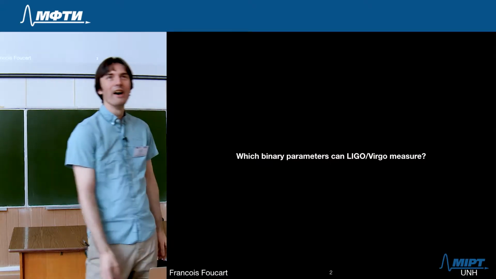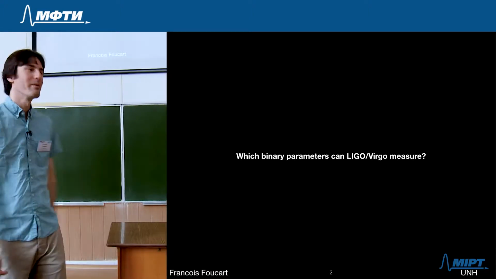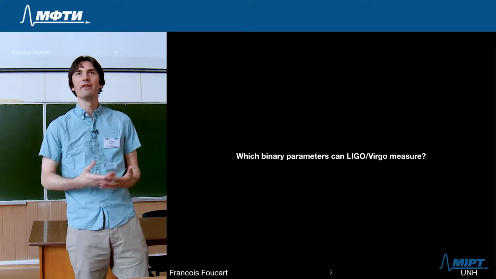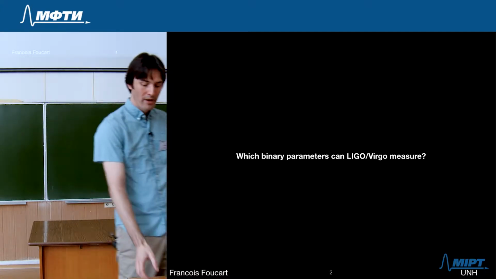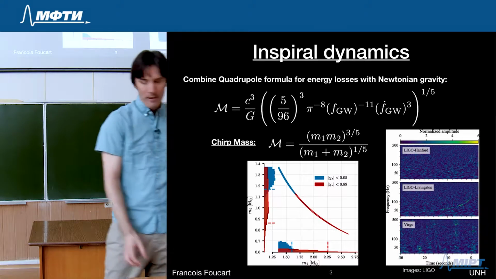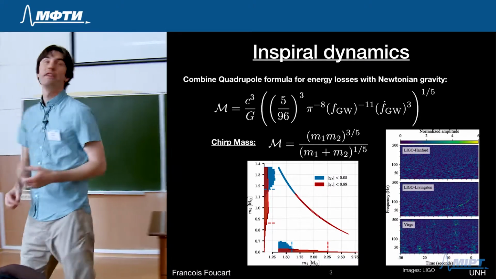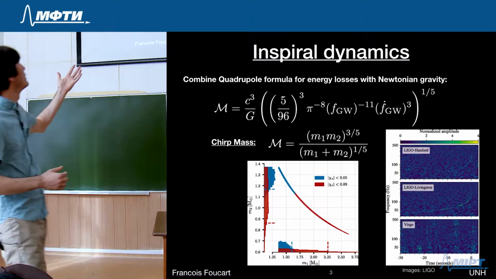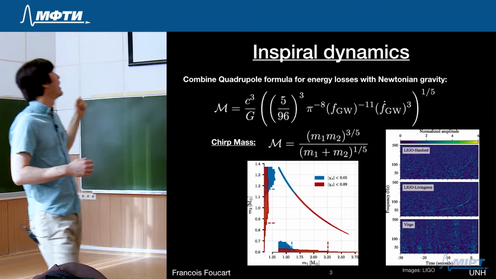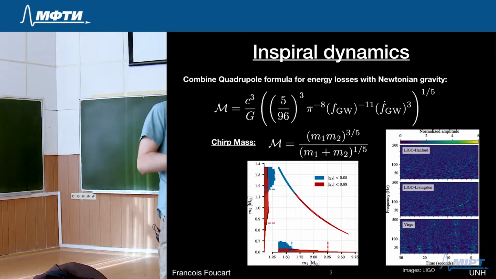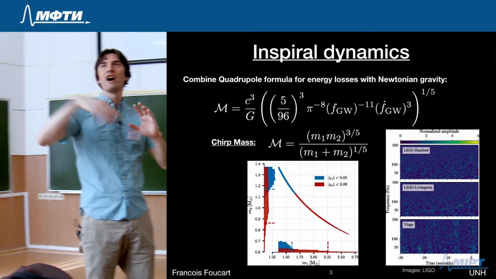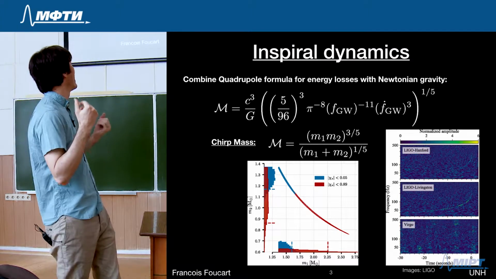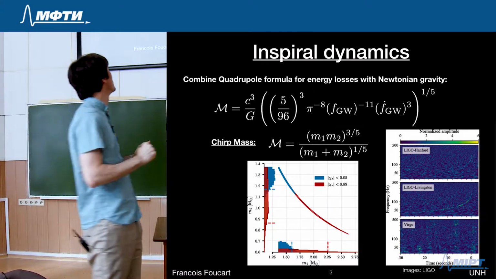So let's start with finishing what I was talking about at the end of the last lecture, which is which binary parameters can detectors such as LIGO and Virgo accurately measure for different signals. What we saw last time, yesterday afternoon, was that the best measured parameter for LIGO is the chirp mass, which is something that you can derive just by equating the amount of energy lost to gravitational waves with the change of energy of the compact binary of the two black holes.